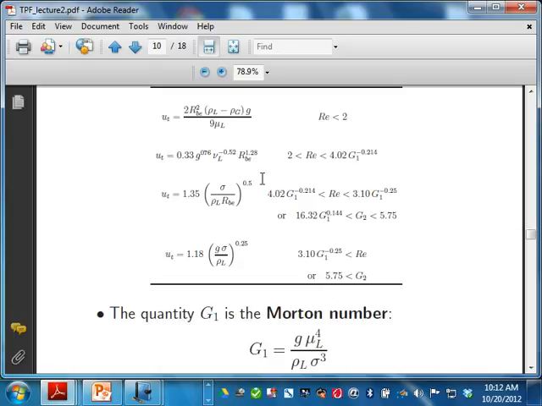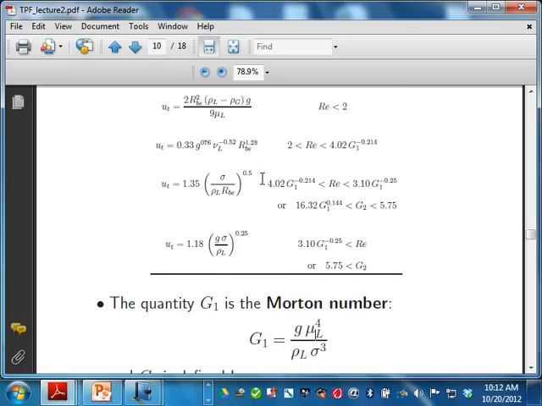And for the Morton number, g is the gravity, mu L is the viscosity of the liquid, rho L is the density of the liquid, and sigma is the surface tension. So the two things that are important at play here are the viscous effects, the Reynolds number, the drag, and the surface tension. That's the surface tension between the liquid and the gas.